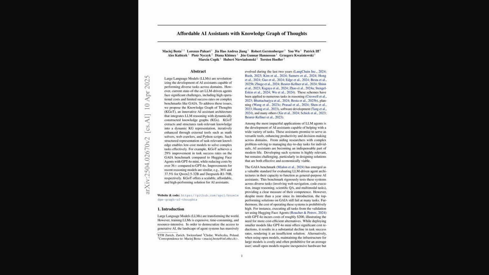Really, the big takeaways here are that structuring agent interactions with a knowledge graph, well, it significantly improves task success rates and dramatically cuts down on the cost. This is really important work because it helps make powerful AI assistants much more accessible.